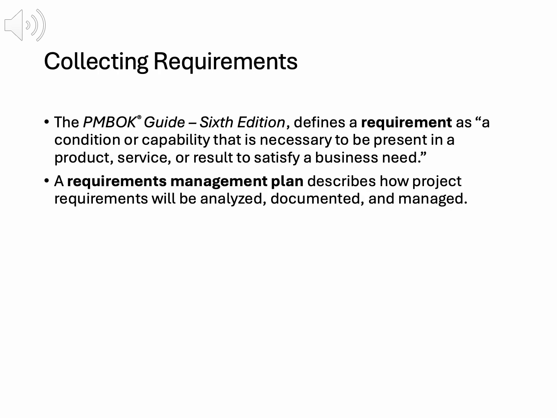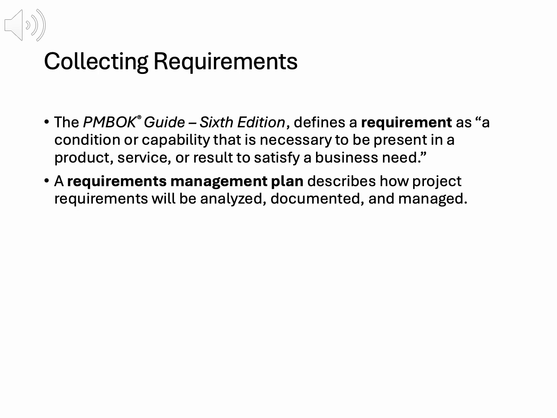Let's explore collecting requirements, a key process in project scope management. This slide explains how to gather stakeholder needs, ensuring the project delivers what's expected, using the just-in-time training project as an example. The PMBOK Guide defines a requirement as a condition or capability needed to satisfy a business need. For the training project, requirements might include specific course topics or delivery methods.